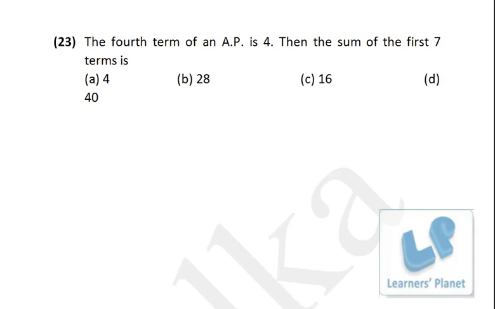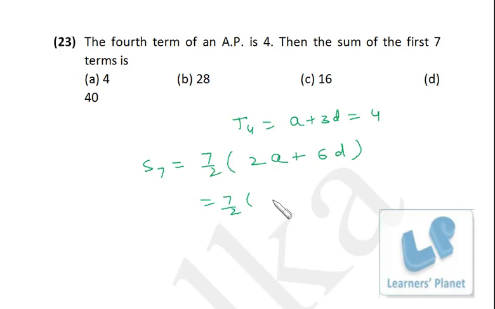Now see this. The fourth term of an AP is 4. Then the sum of the first n terms is. Fourth term is 4. Fourth term, that is A plus 3D, is equal to 4. Now we have to find out the sum of the first 7 terms. So the sum of 7 terms will be 7 by 2, 2A plus 6D, right? So A plus 3D is 4. So 2A plus 6D, that is double of this, will be 8. So it is 28. Okay.